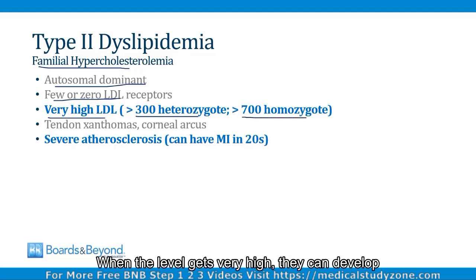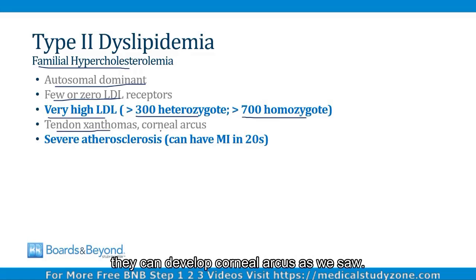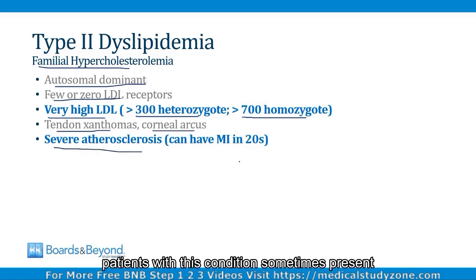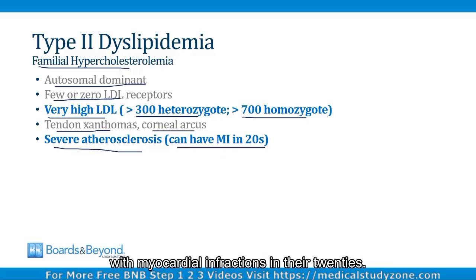When the level gets very high, they can develop tendinous xanthomas, they can develop corneal arcus as we saw, but once again, the main problem is severe atherosclerosis. Patients with this condition sometimes present with myocardial infarctions in their 20s, much earlier than people would otherwise.